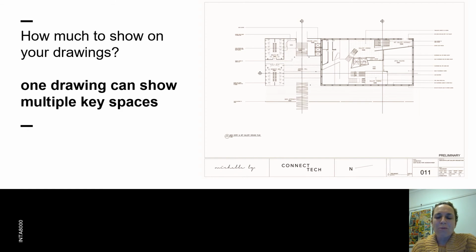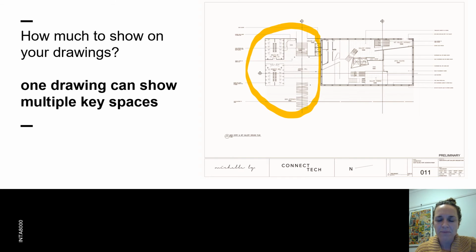Can you show more than one key space on one drawing? Yes, absolutely. So Michelle Lee's is an example of this. Over here, we have the main entry area, and over here, directly adjacent to that, is the art gallery space. So yes, it's completely fine. You don't have to separate all of your drawings to show individually the key spaces.